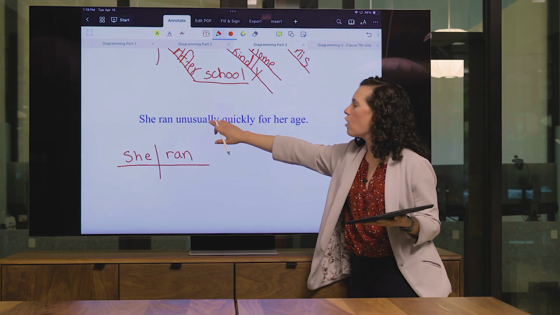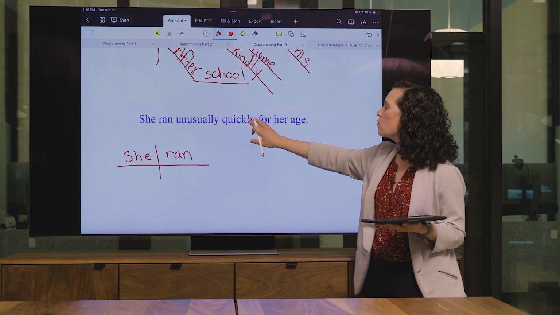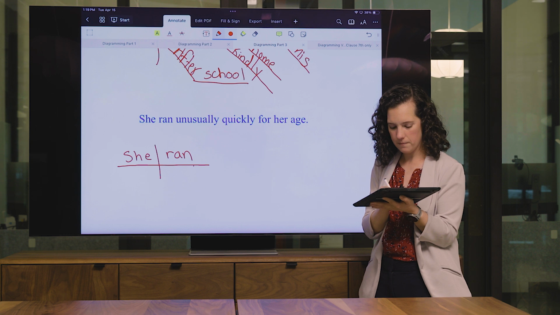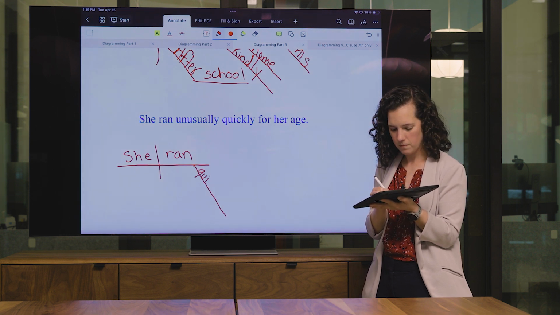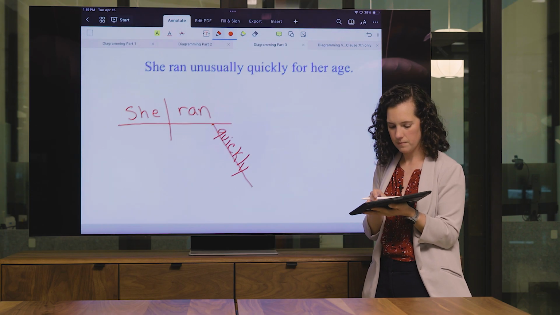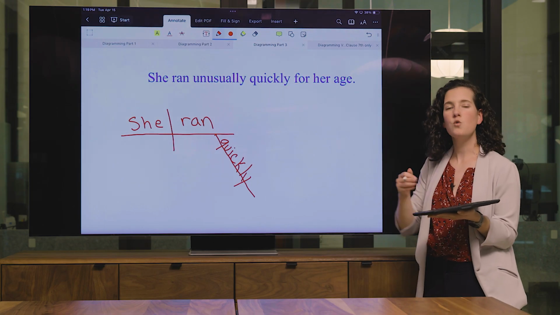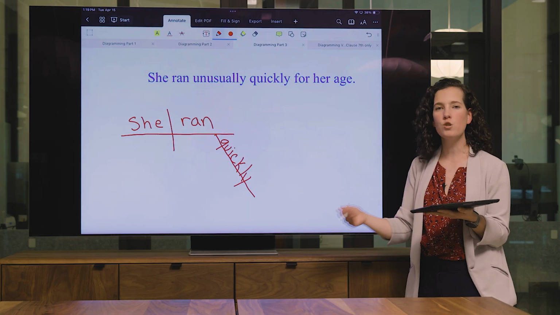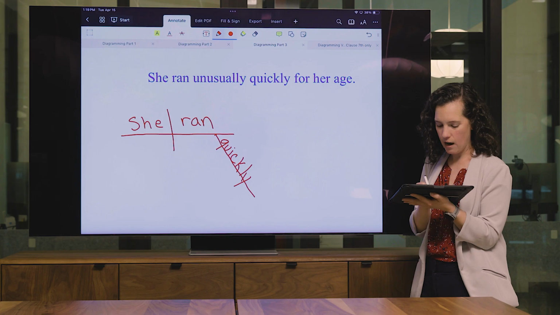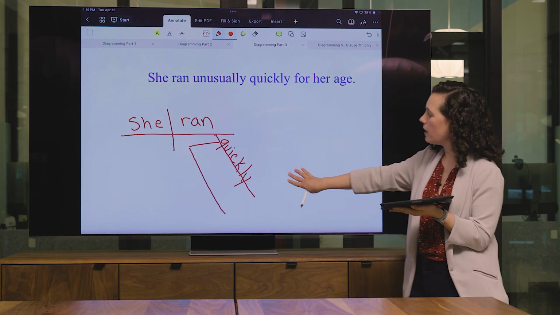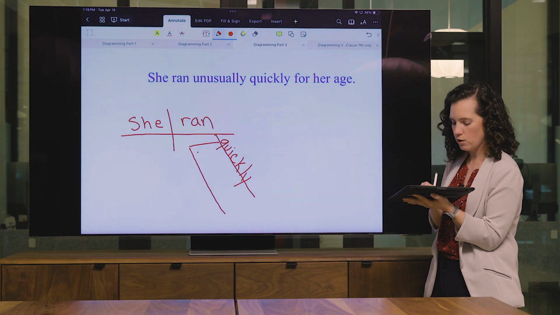So she didn't run unusually, she ran quickly. Quickly is describing ran. Then, unusually tells you how quickly. It was unusually quickly. So we have another adverb, unusually, describing the adverb quickly.